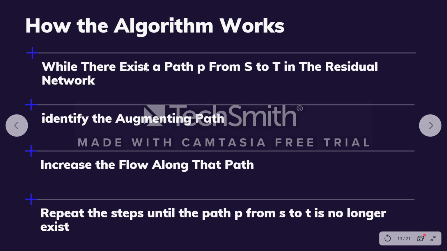And this is how the algorithm works, just like what I explained, just like what I promised in the previous slide. So while there exists a path P from S to T in the residual network, it will identify the augmenting path, and it will also increase the flow along that path, and it will repeat the steps until the path P from S to T no longer exists.